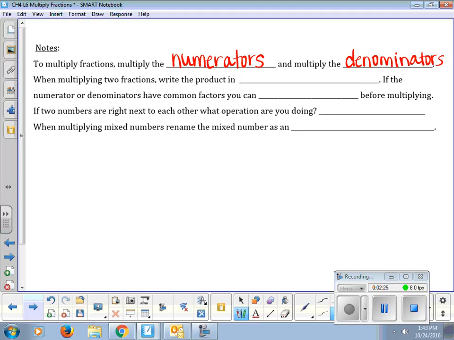When multiplying two fractions, you want to write the product. Product is your answer in a multiplication problem. Every time we're working with fractions, you want our answer in simplest form. If the numerator or denominators have common factors, you can simplify before multiplying.